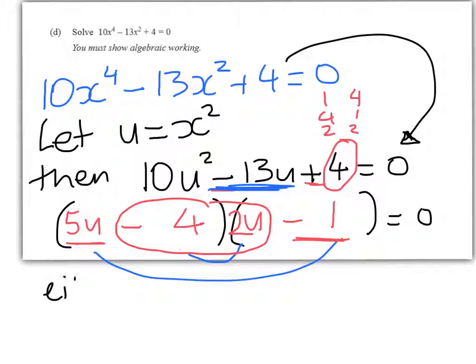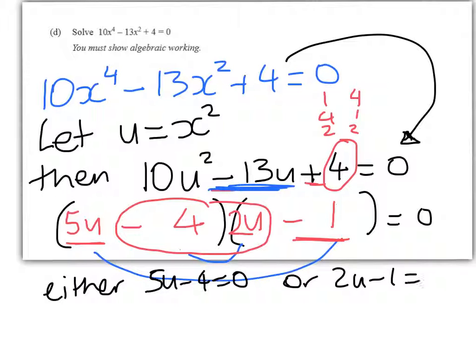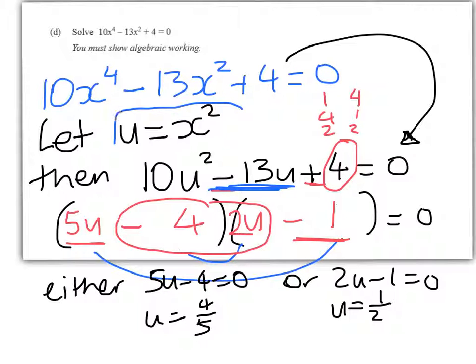So either 5u minus 4 equals 0 or 2u minus 1 equals 0. u is equal to 4/5 or u is equal to 1/2. Now if you got that far, you're up to merit already, but actually we've done all the hard work. We just have to keep on going and get right back to x. So u is equal to x squared. So on the next slide we'll work back to x.